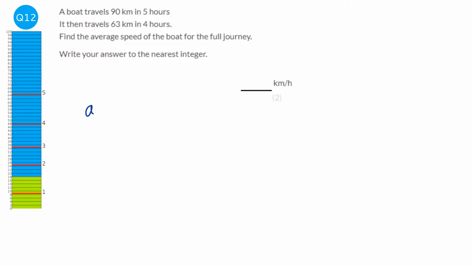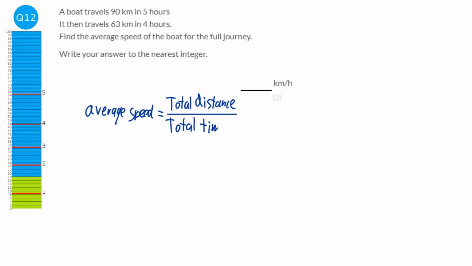To find average speed, we need to do the total distance and then all we need to do is divide that by the total time. So in this question, the 2 distances are 90 kilometers and 63 kilometers. So we need to do 90 plus the 63 and divide that by the total time. So that's the 5 hours plus the 4 hours.